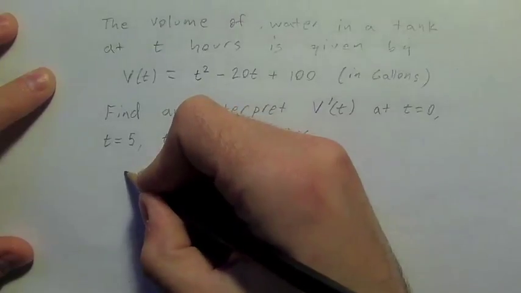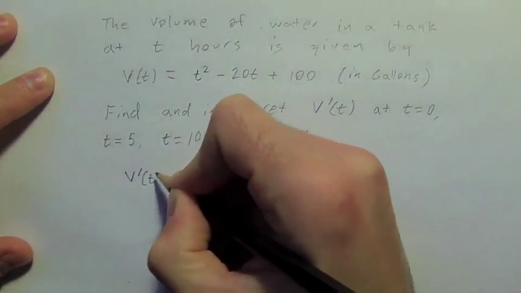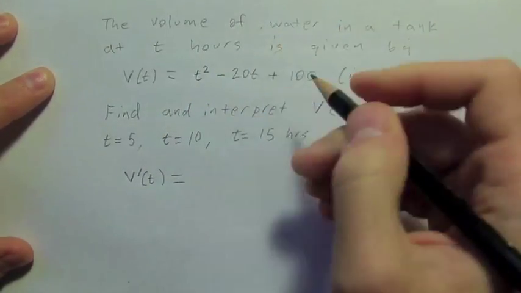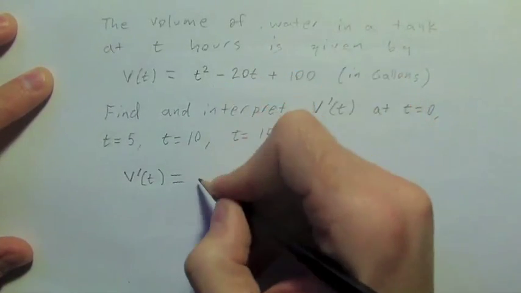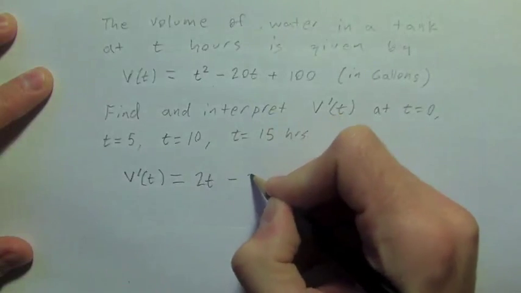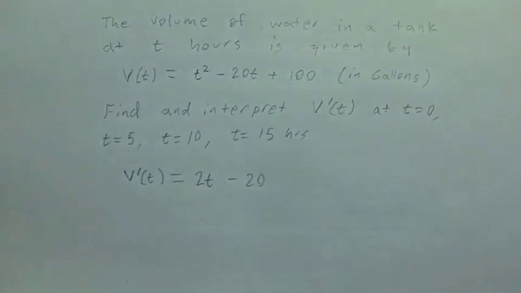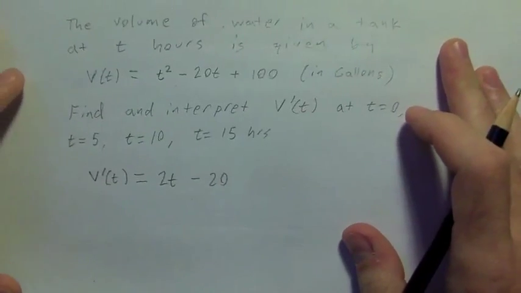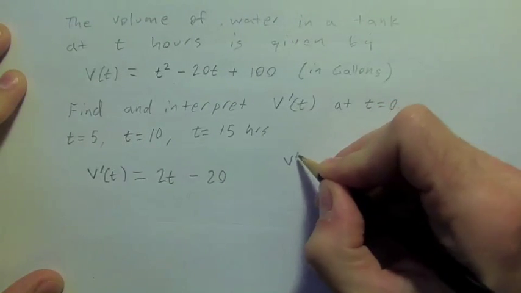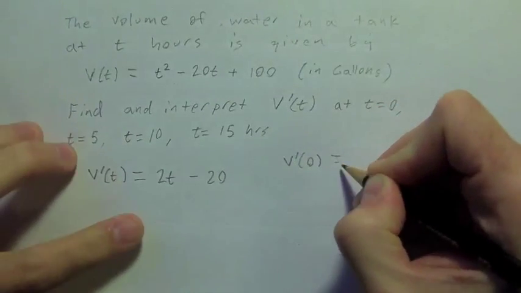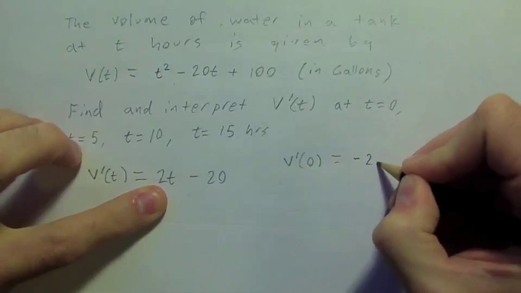Now, when I take the derivative, we start with something simple here. Derivative of capital V will be 2t minus 20, and that 100 disappears. So from here, we can start plugging in the values. So V prime of 0, plug in 0, I will get negative 20.